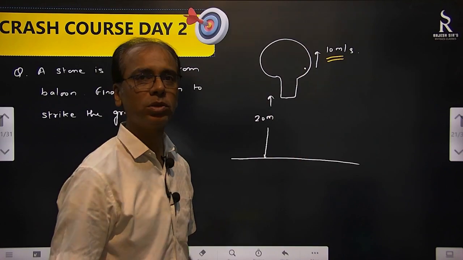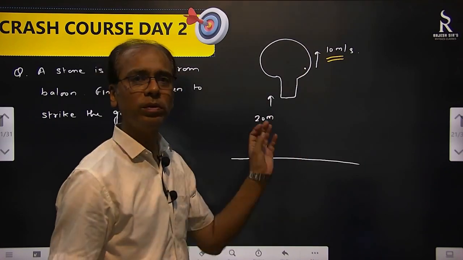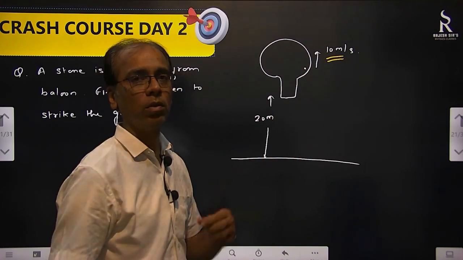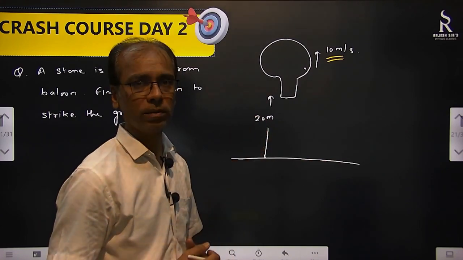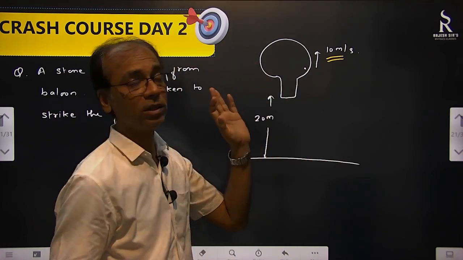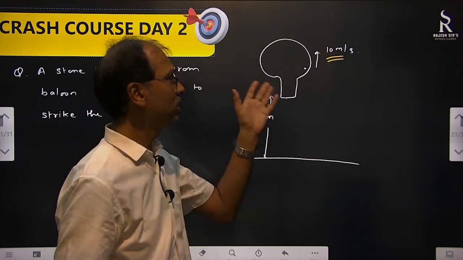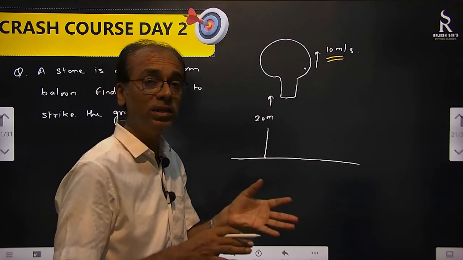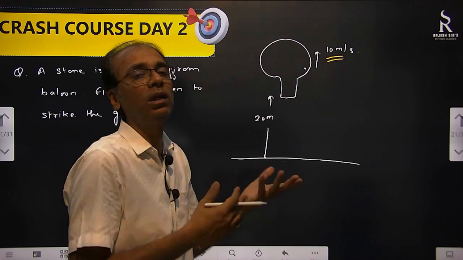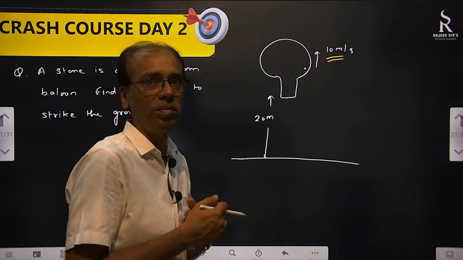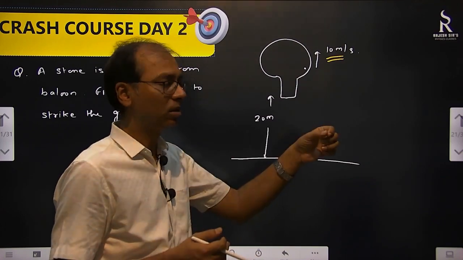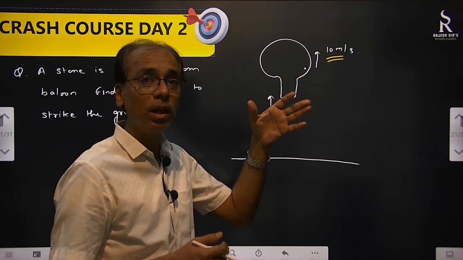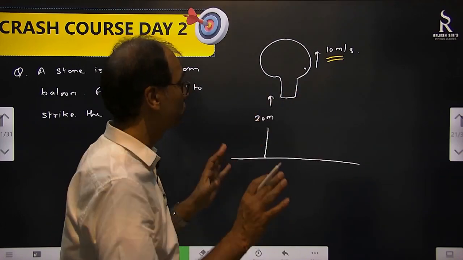Why? Because the stone in the balloon is moving with that velocity. When you are going to drop it, it will still carry that velocity. It's not that its velocity is 0. Because it's in the balloon and it is moving with the balloon's velocity. Suddenly how can it become 0? Has anybody stopped it? No. Nobody has stopped it. You have just released it from the balloon. So what will happen? It will carry the velocity of the balloon.